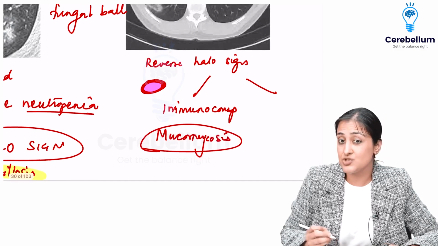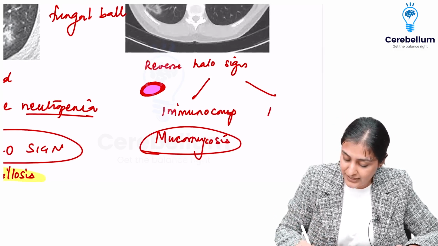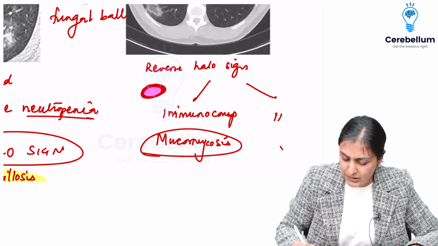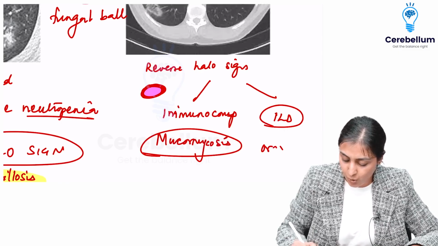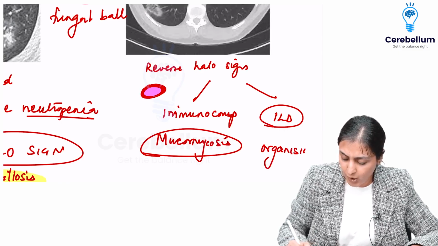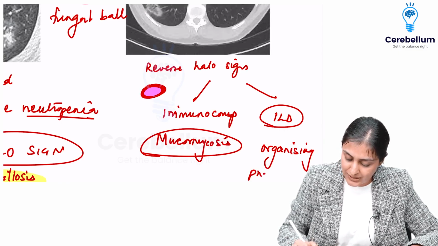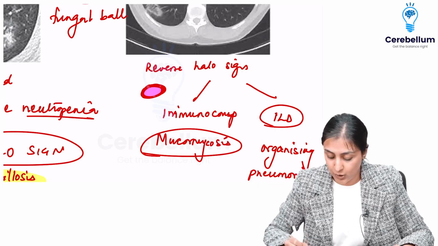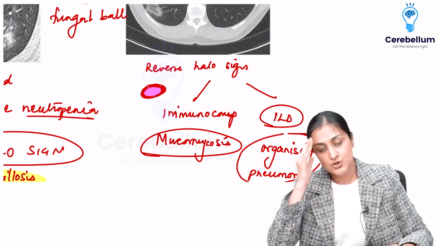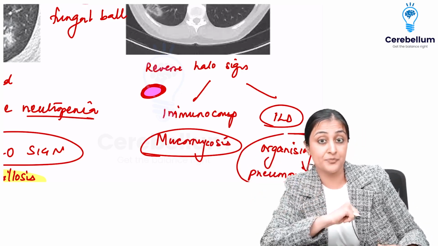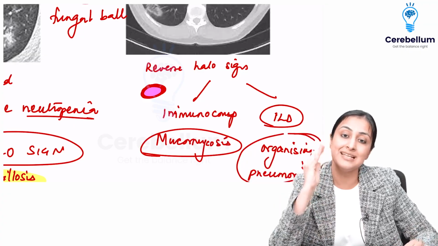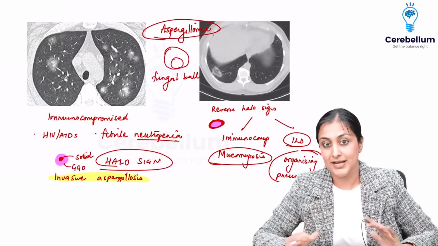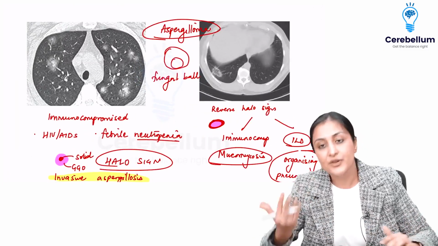But if you have a patient who's not sick at all, in context of an interstitial lung disease, another DD, ILD is actually an organizing pneumonia, OP. This was previously called cryptogenic organizing pneumonia, COP. Now we call it organizing pneumonia. So two DDs of reverse halo sign, mucormycosis versus organizing pneumonia, right? So we've done halo, we've done reverse halo.